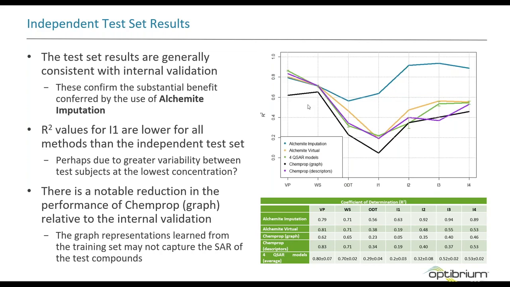But overall, the most significant result here is how the data have benefited from the Alchemite imputation model, because of leveraging these inter-property correlations, even if the data is subjective, noisy, and sparse.